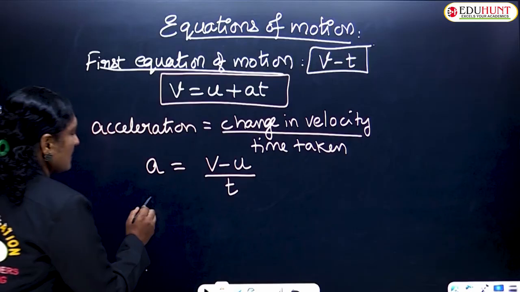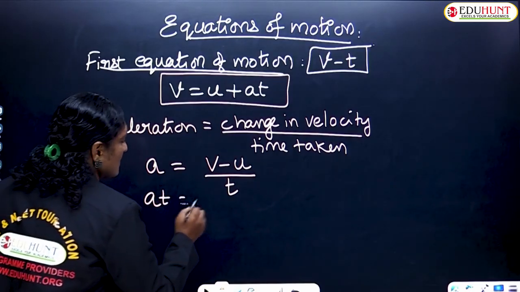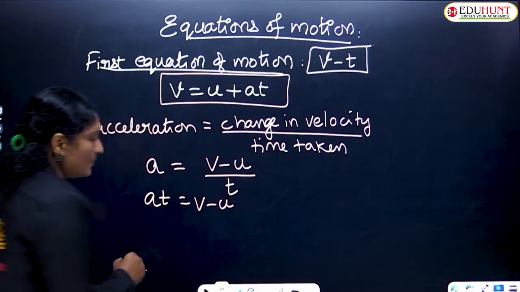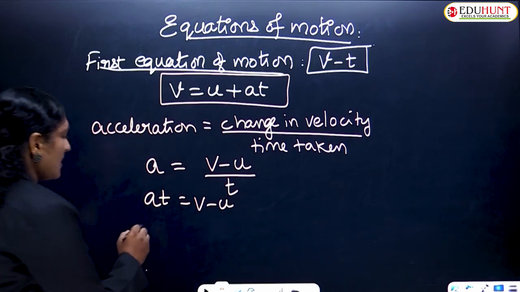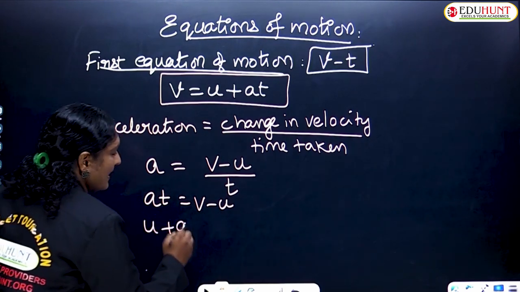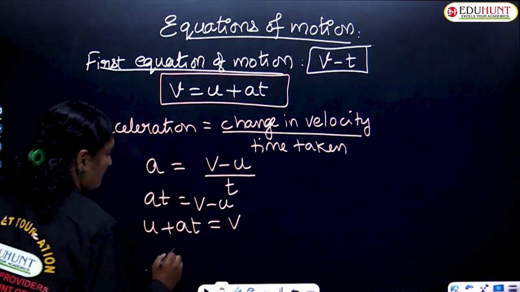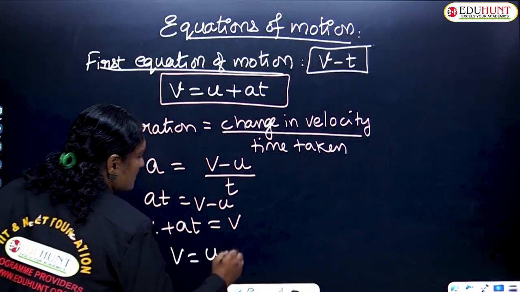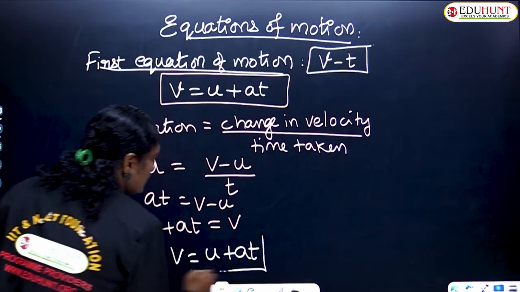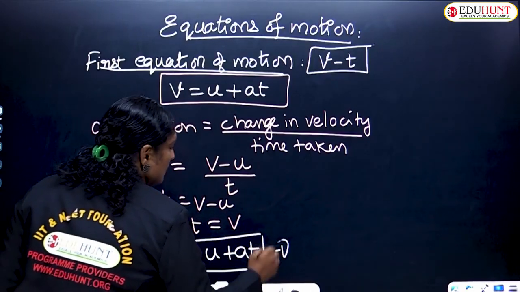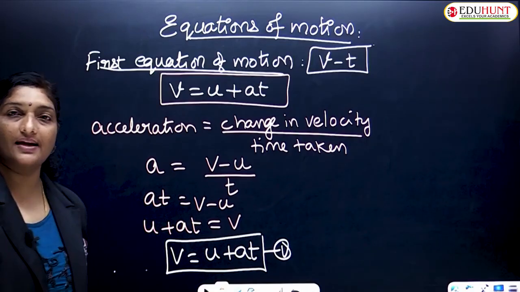Bring this t to the other side, children. Then at is equal to v minus u. If you bring minus u to the other side, u plus at is equal to v, or rearranging the terms, we have v is equal to u plus at. This is the first equation of motion in kinematics.